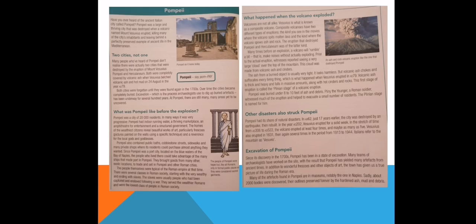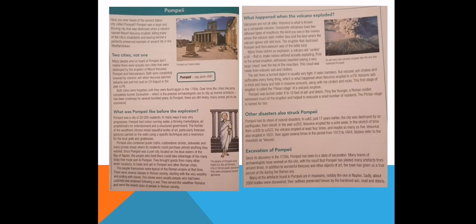What was Pompeii like before the explosion? Pompeii was a city of 20,000 residents. In many ways, it was very progressive. Pompeii had indoor running water, a thriving marketplace, an amphitheater for entertainment, and a structured government. The homes of the wealthiest citizens reveal beautiful works of art, particularly frescoes, pictures painted on the walls using specific technique, and a reverence for local gods and goddesses. Pompeii also contained public baths, cobblestone streets, sidewalks, and many private shops, where its residents could purchase almost anything they wanted.